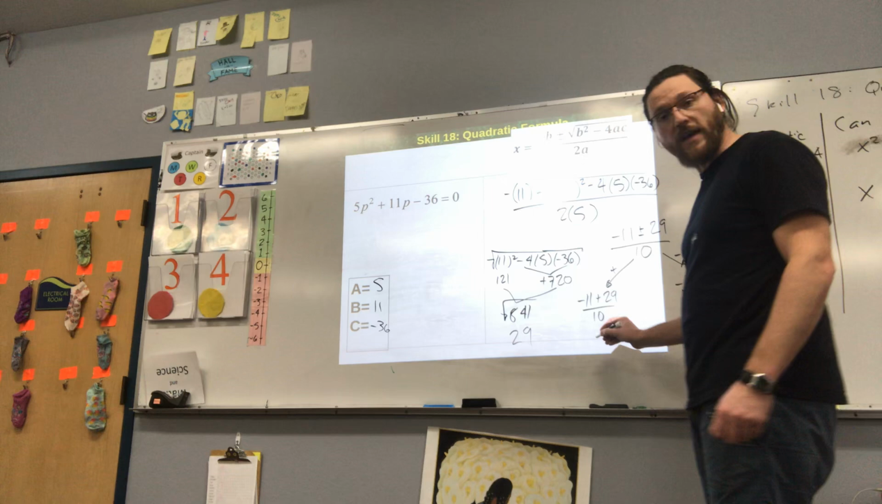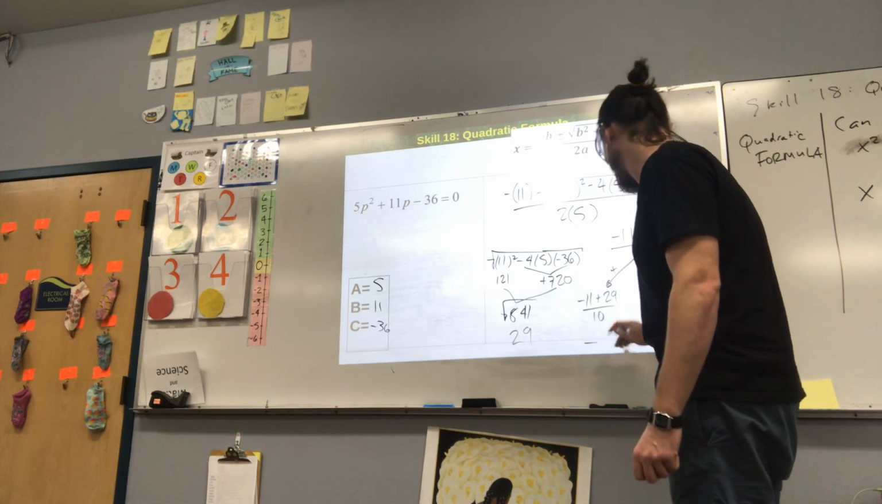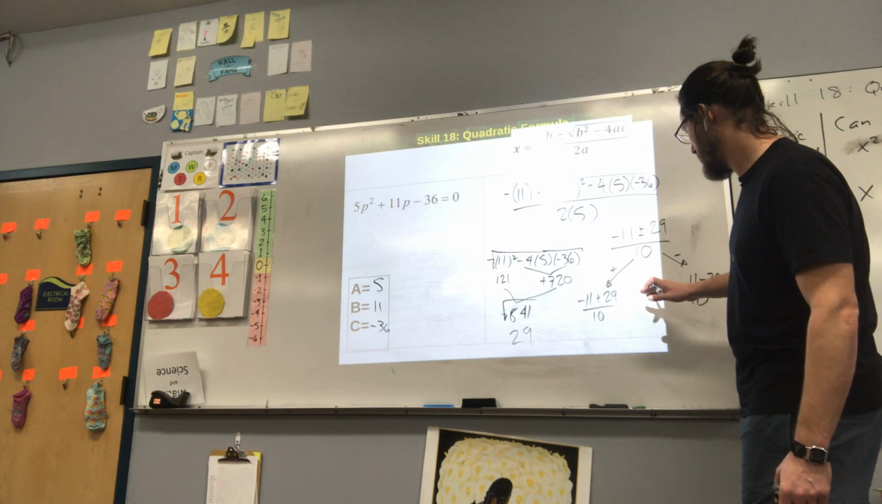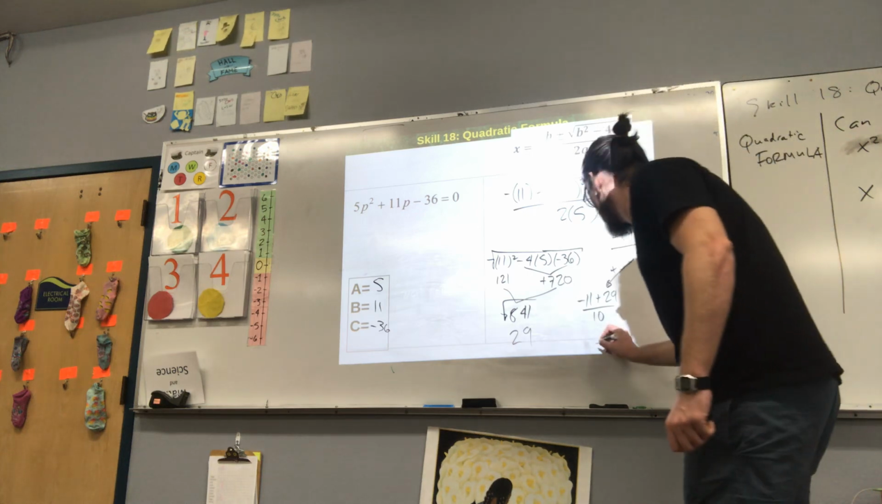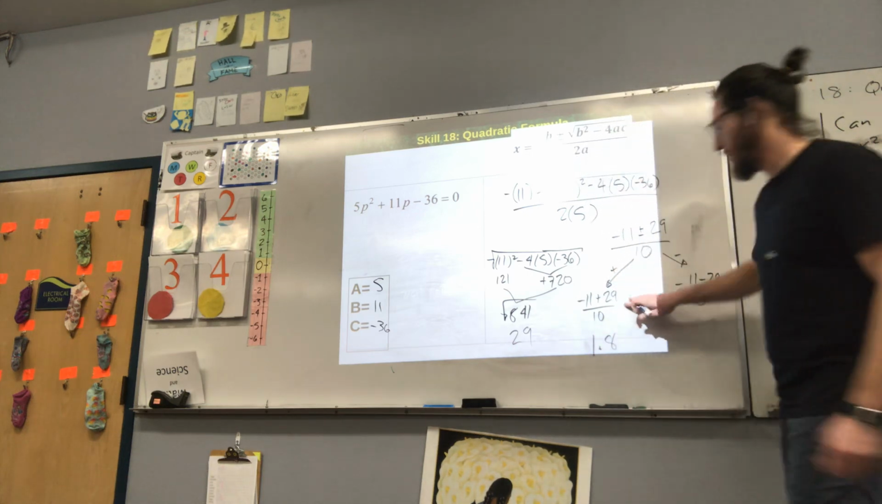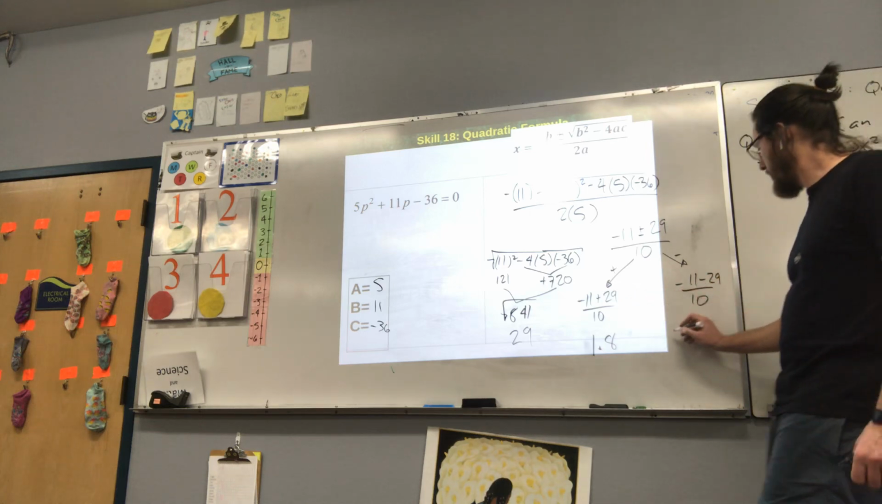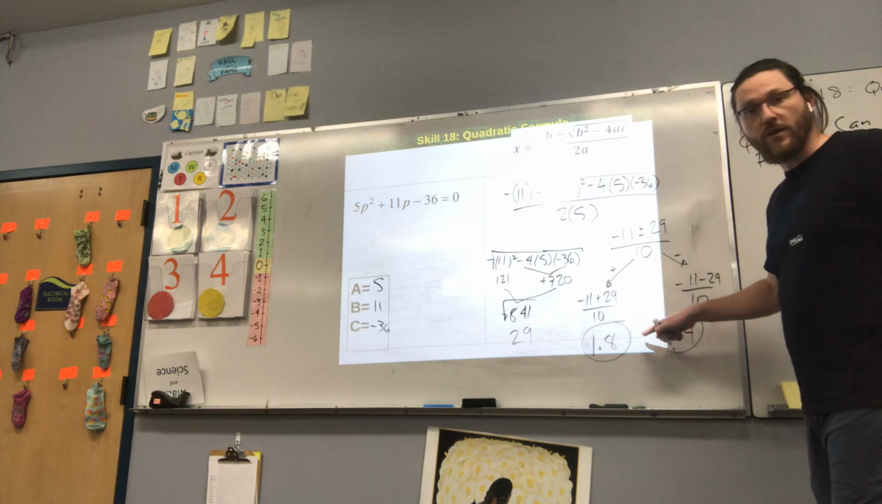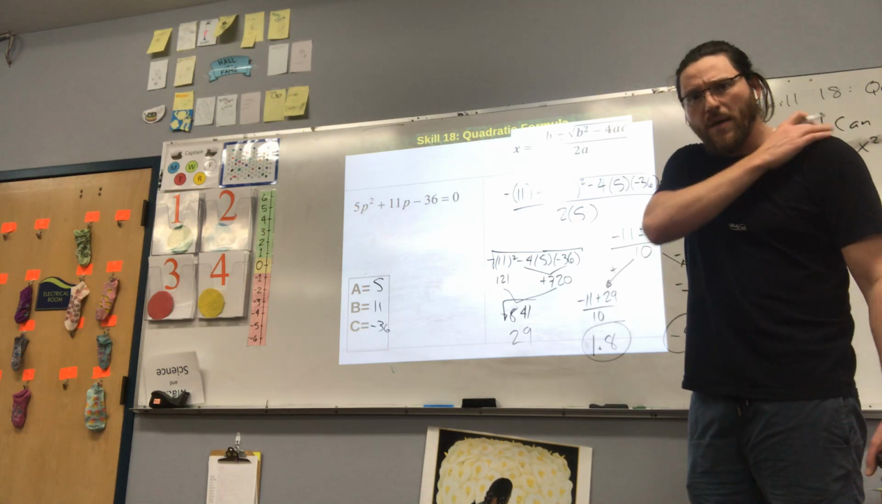On this, negative, I apologize. Negative 11 plus 29 will give us 18. So it's 1.8 for the addition, and it's going to be negative 4 for the subtraction. Give yourself a pat on the back.